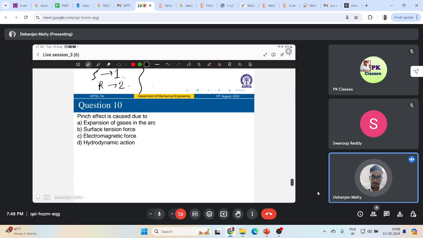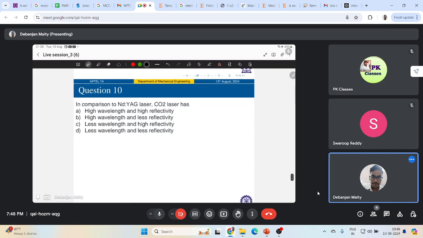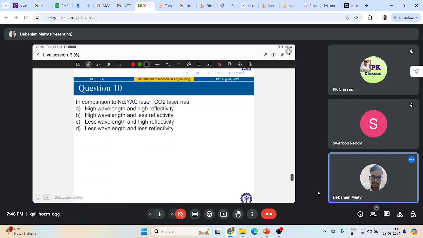I was talking about pinch effect. Pinch effect is caused due to C, electromagnetic force. And then there was something on laser welding.